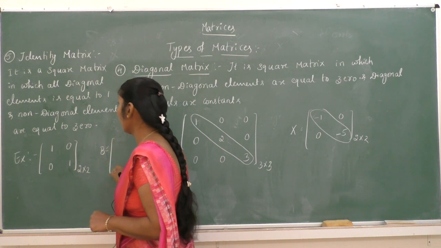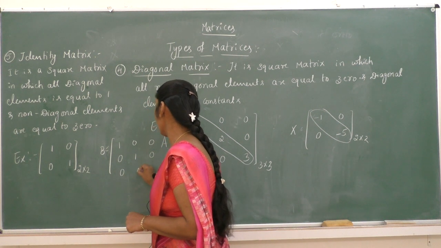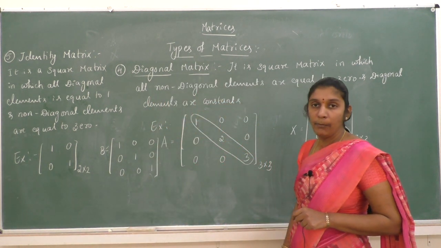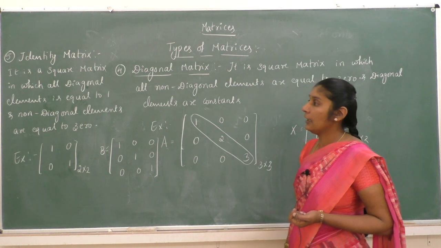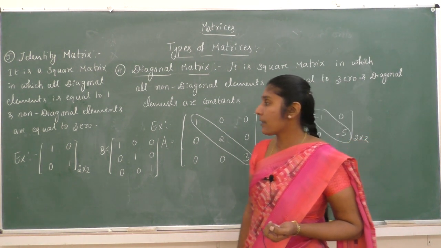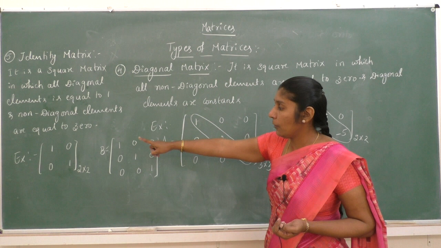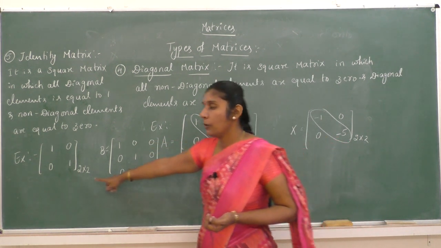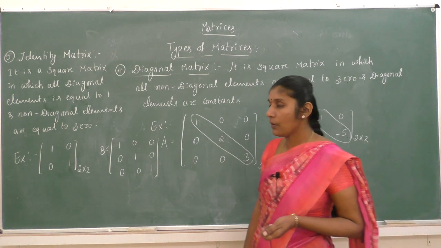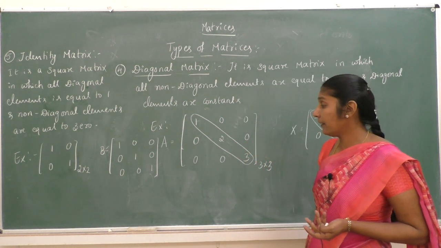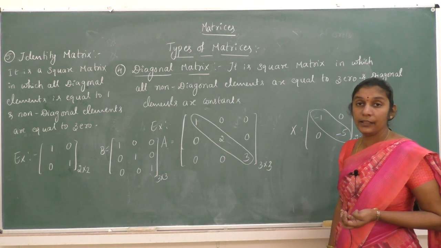Another example for an identity matrix is 1, 0, 0, 0, 1, 0, 0, 0, 1. An identity matrix is a square matrix in which all diagonal elements are equal to 1 and non-diagonal elements are equal to 0. Example: 1, 0, 0, 1 is of order 2 cross 2, and capital B, 1, 0, 0, 0, 1, 0, 0, 0, 1 is another identity matrix of order 3 cross 3. Right?